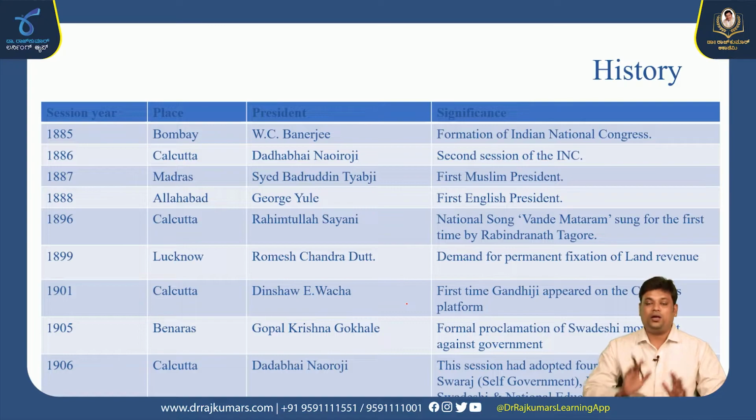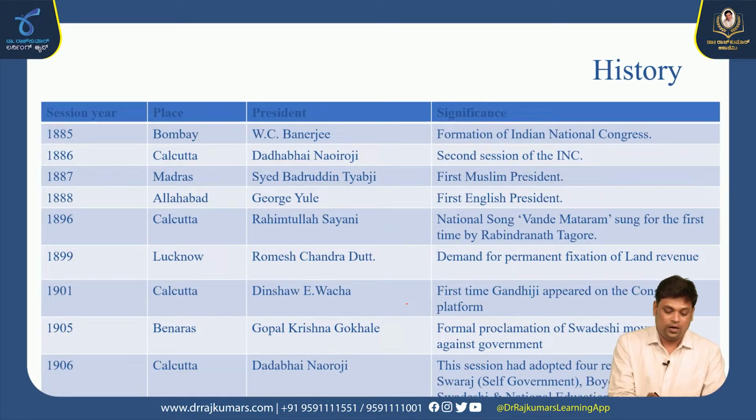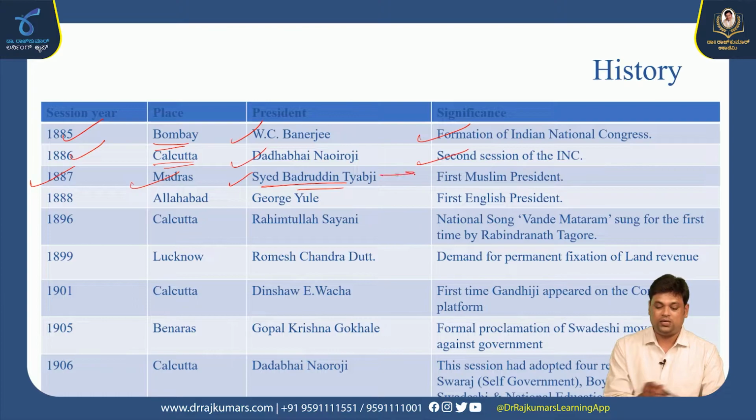Now we'll see the important Congress sessions in history. From 1885 till 1947, Congress sessions happened, but we need to select which ones are important from your examination point of view. 1885 is the first Congress session at Bombay, W.C. Banerjee. The significance is that the first formation happened in the name of INC. 1886, Calcutta, Dadabhai Naoroji is the president, the second session of INC. 1887, Madras, Syed Badruddin Tyabji. The significance here is the first Muslim president of the Indian National Congress.